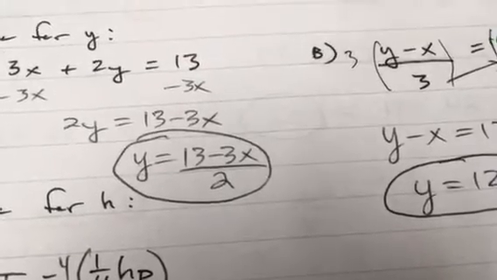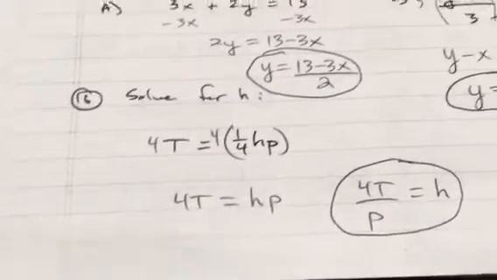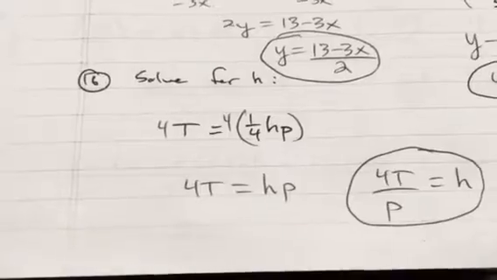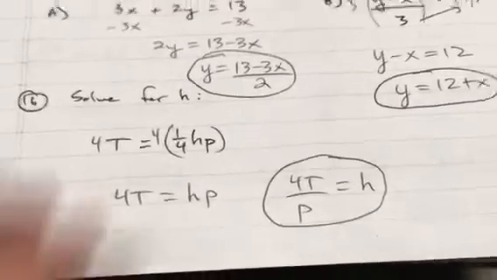See if I can do this with one hand. It means multiplication. All right, then add the x. Add the x. Solve for h. First off, you're going to multiply both sides by 4, the reciprocal, and then you're going to divide both sides by p. There we go.